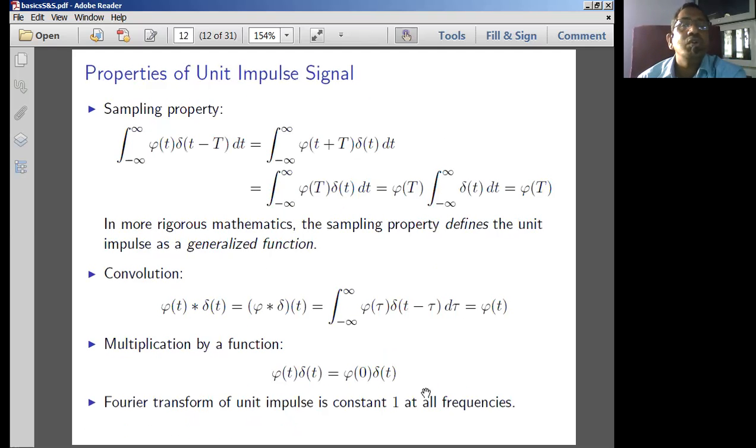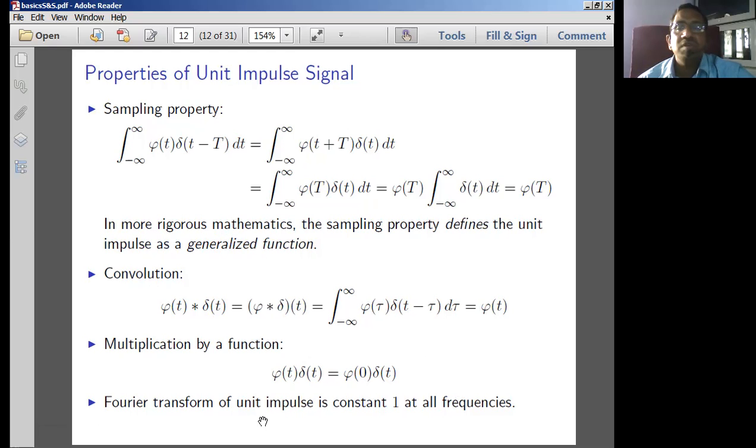The next one is going to be the properties of the unit impulse signal. The impulse signal is going to exhibit certain properties. What are the properties of it? It exhibits a sampling property, it exhibits a convolution property, it exhibits a multiplication property. All these properties it is going to exhibit, and one more is going to be the Fourier transform.